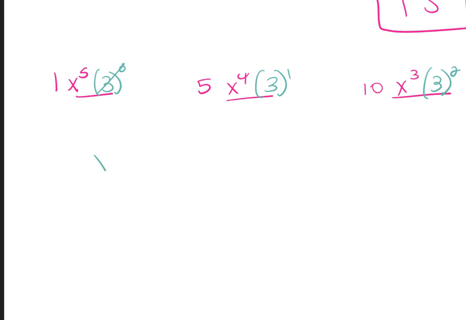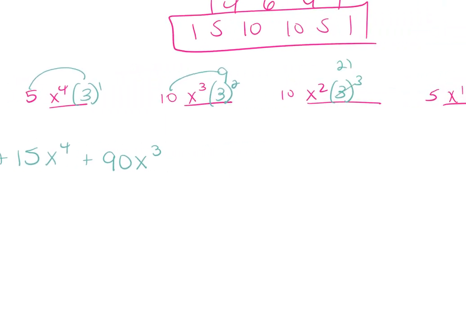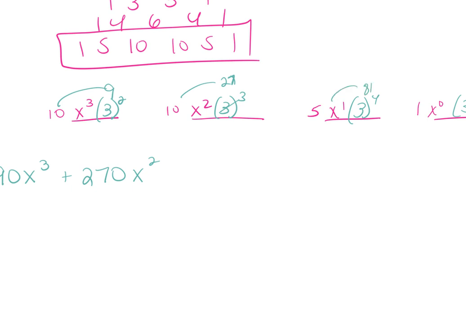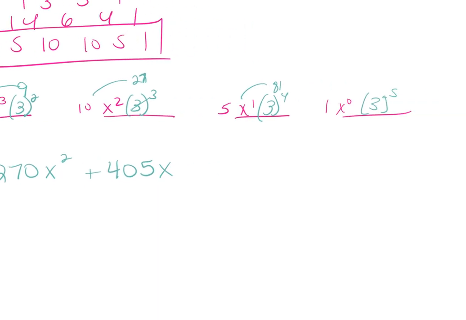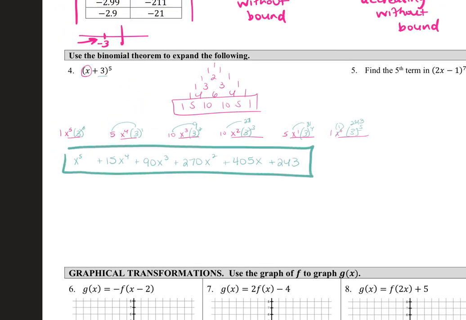So 3 to the 0 is 1. This is just x to the 5th. This would be 5 times 3, or positive 15, x to the 4th. This would be 9 times 10, positive 90, x to the 3rd. This would be 27 times 10, so positive 270, x to the 2nd. And this would be 81 times 5, or 405, x to the 1st. And then this is 1, and this becomes 243. So it's plus 243. This is your expansion.